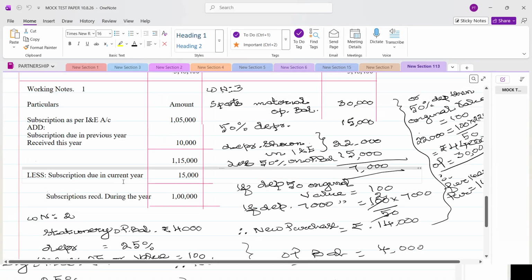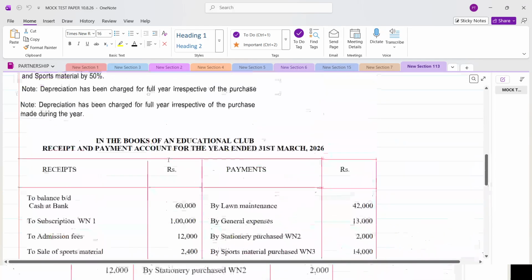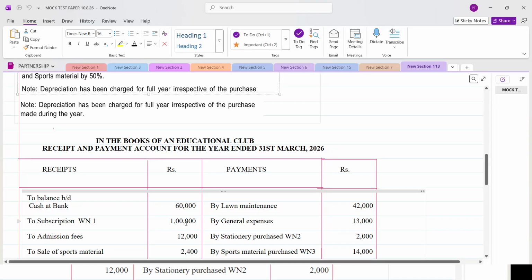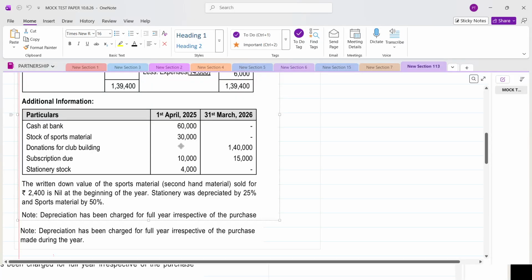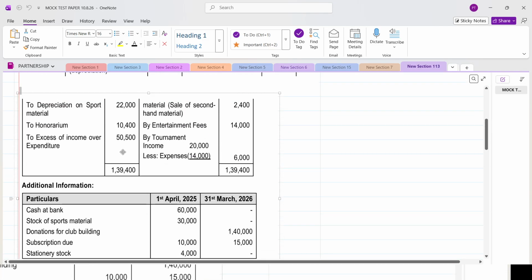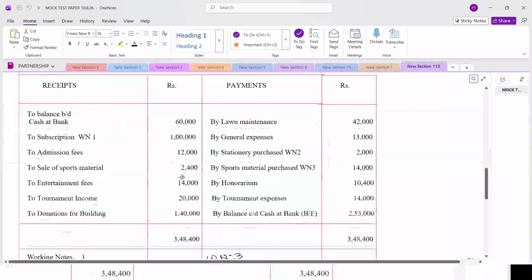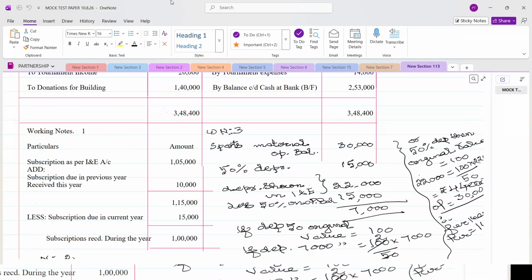So subscription due in the current year not received. So coming out is 1 lakh rupees. This has to be shown in your subscription account working note, 1 lakh on the receipt side. Okay. Now coming to sports material. Opening balance was 30,000 and they say that they are depreciating at 50%, and they are showing that depreciation as 22,000. So this is 50% of what was the original value. First you understand that. Okay, you can make it in two ways. Whichever is comfortable, you can make it.